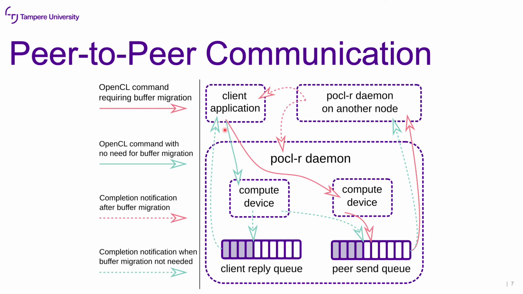The effects become even more noticeable when offloading commands that require moving large data buffers between remotes, as illustrated with the solid red arrows. In such cases, the application would send the command to the remote that has the most up-to-date version of the buffers. This remote then sends the buffer and the command directly to the target remote. The target remote then completes the command and notifies the client and the other remotes as usual, depicted with the dashed red arrows.